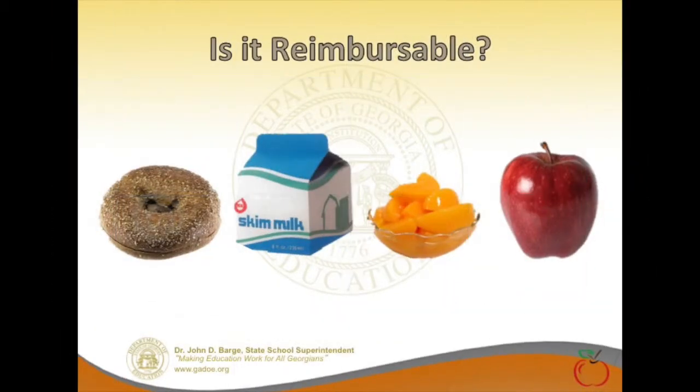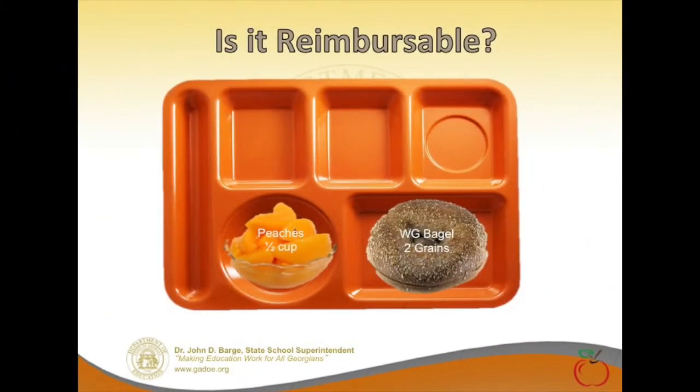Now we'll play a game called Is This Reimbursable? This is an example of a question that was sent to USDA. If the breakfast menu was a whole grain bagel that counts as 2 ounce equivalent of grain, and the menu planner is counting it as 2 food items, 1 cup of skim milk, a half a cup of sliced peaches, and a half cup serving of apple, would the following be reimbursable? Timmy selects a whole grain bagel, that's 2 grains and 2 food items, and a half a cup of sliced peaches. Is this reimbursable? If you said yes, then you are correct.